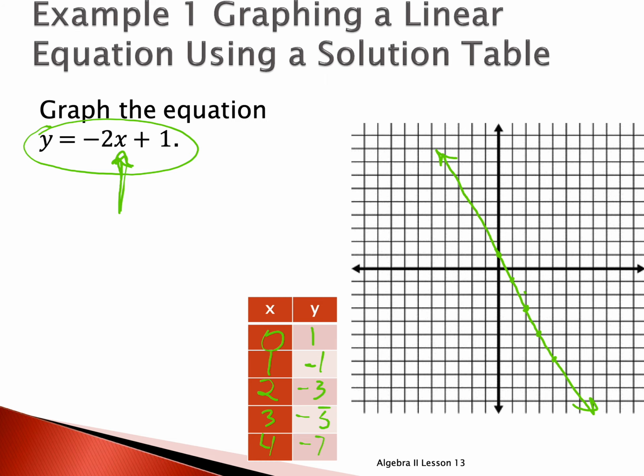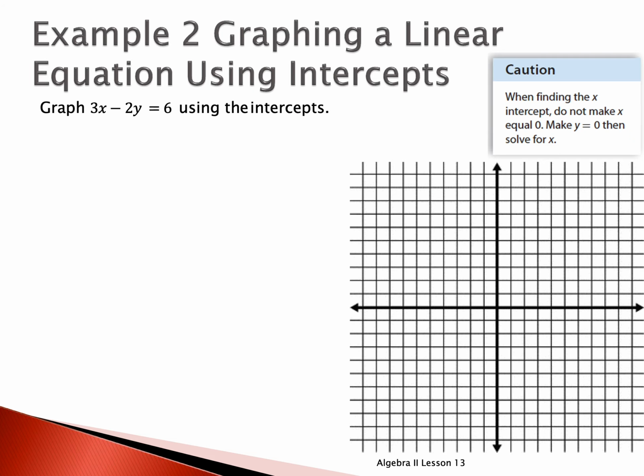Option number 2 for graphing a line is to use the intercepts. Intercepts are simply the values we get when x and y equal 0. So very similar to the table strategy, except I'm going to be very selective with my points. One point is going to be when x equals 0, one point is when y equals 0. These work nicely when we have an equation in this form where the x and the y are on the same side of the equation, because our substitution gets pretty easy here.